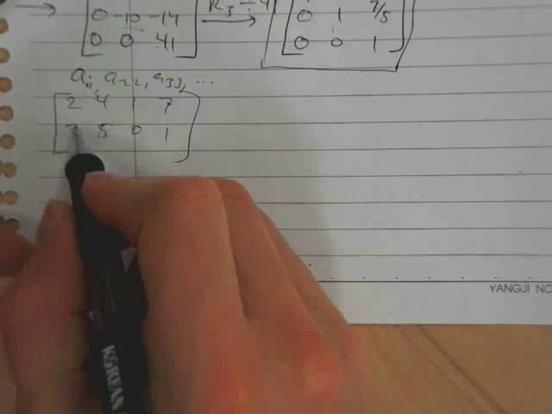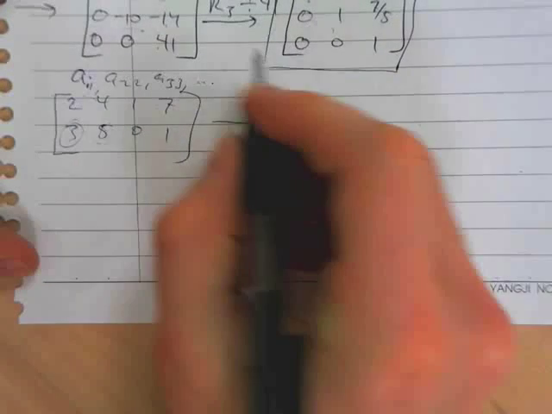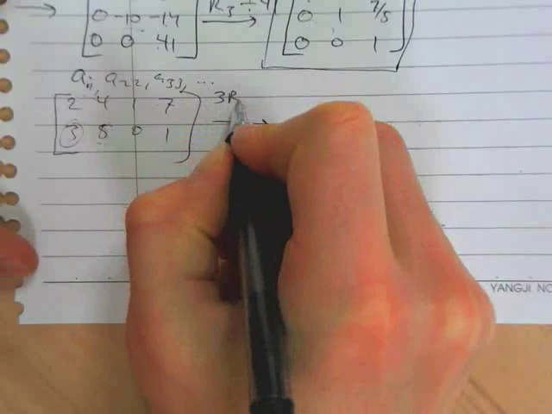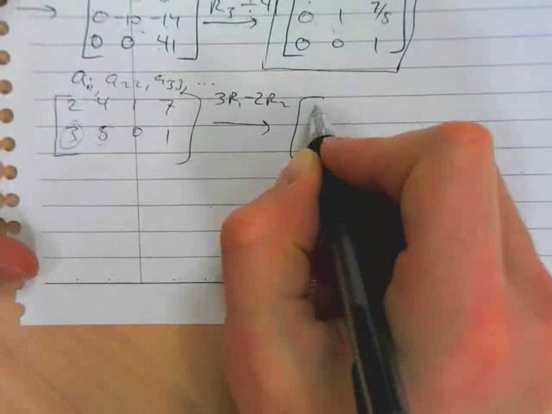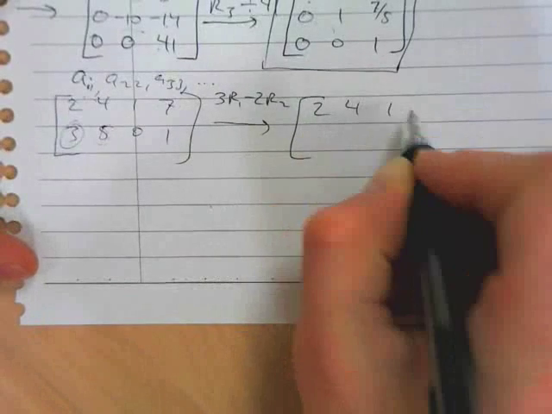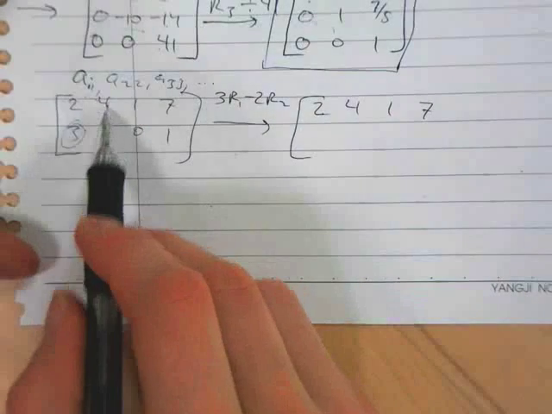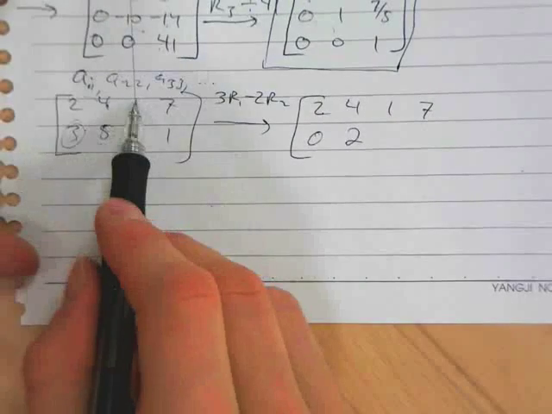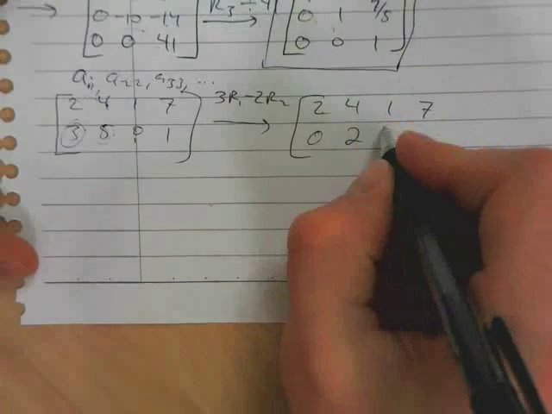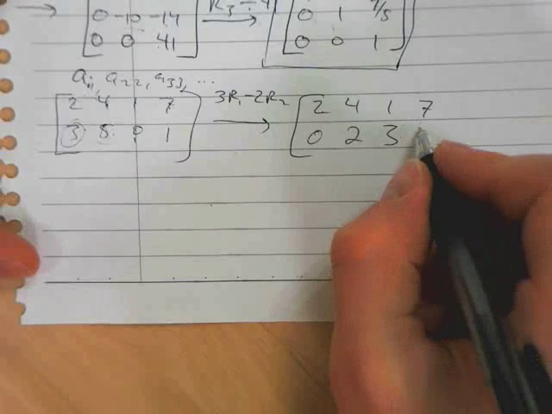Okay. So first step, turn this 3 into a 0. And we can do that by taking 3 times row 1 minus 2 times row 2. Row 1 remains the same. 6 minus 6 is 0. 12 minus 10 is 2. 3 minus 0 is 3. 21 minus 2 is 19.